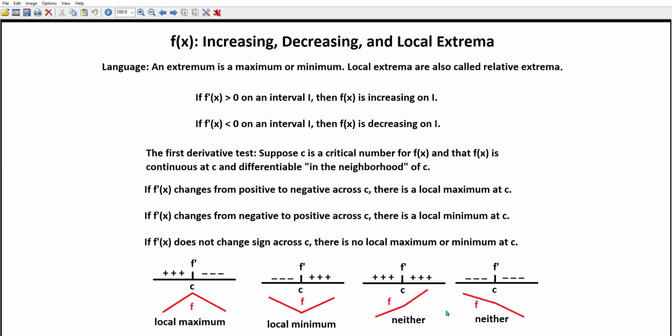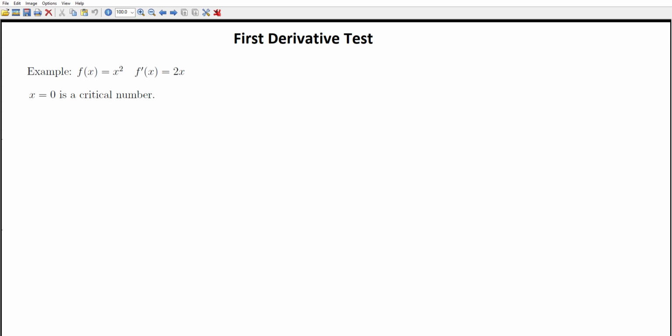Now, if we have no change in sign, positive on this side, positive on this side, the function increases and then it increases. So this function is increasing on this entire interval that's pictured. Same story here, negative, negative for f prime, then f is decreasing, decreasing, so f decreases through that entire interval. There is no local max or local min in either of these two pictures. Let's do a few quick examples.